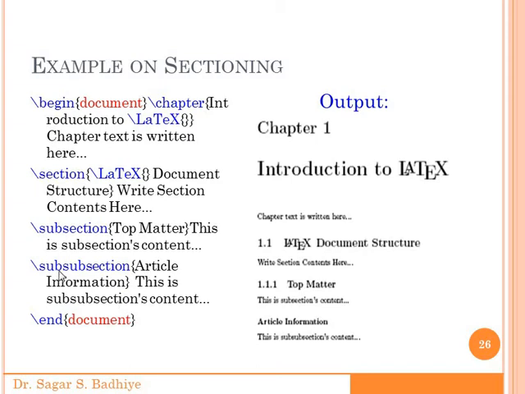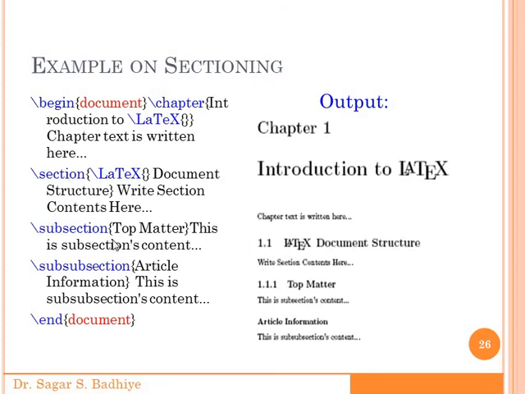When this particular code is executed, the output appears like this, that is, Chapter 1, then Introduction to LaTeX. This is the default font size for the chapter heading. Then the basic introductory content about the chapter is written over here. Then we have used section, so this is the first section, and automatically it will be numbered, and the numbering system will be decimal, so this will be first chapter first section, so 1.1, and then whatever title you are providing, LaTeX document structure, and then the text will go beyond this.